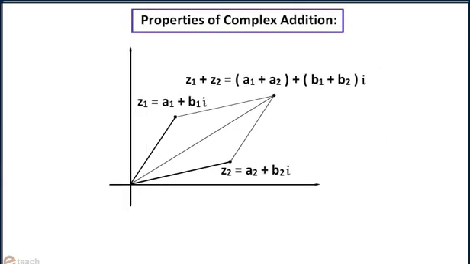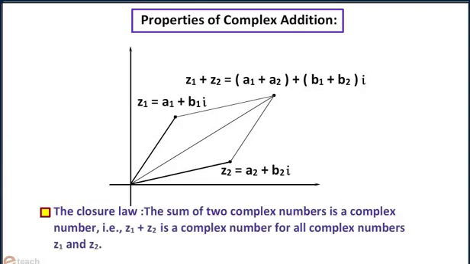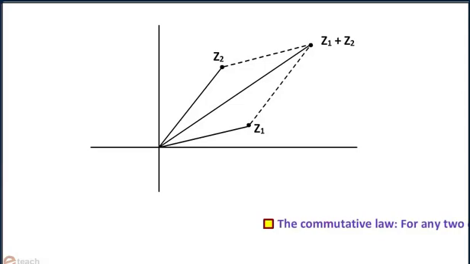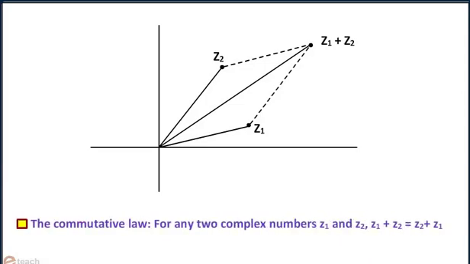Let us study properties of complex addition. The first one is the closure law. The sum of two complex numbers is a complex number. That is, z1 plus z2 is a complex number for all complex numbers z1 and z2. The commutative law. For any two complex numbers z1 and z2, z1 plus z2 equals z2 plus z1.